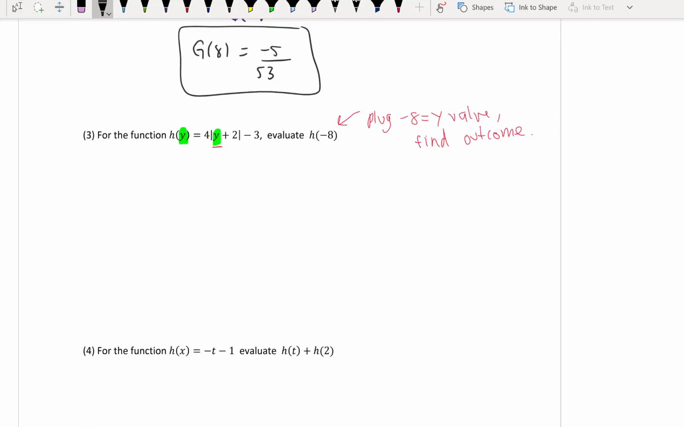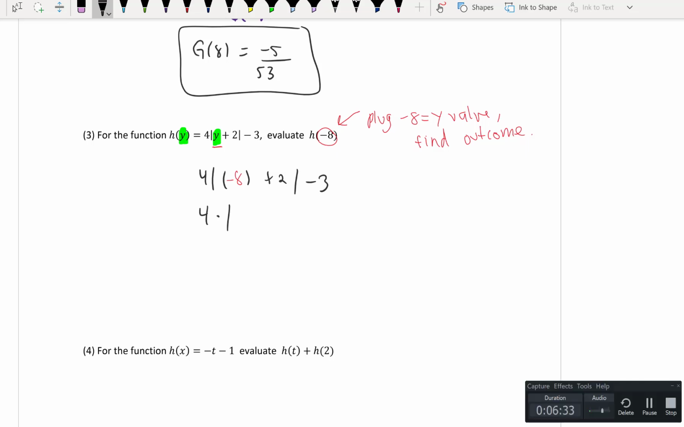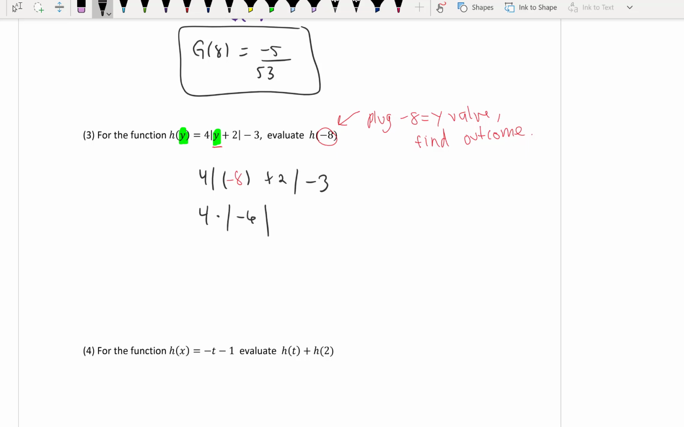So what you're going to do is plug that in. You're going to have 4 times the absolute value of, plug in your y value, plus 2, minus 3. And of course that value, it's telling you, is negative 8. So now you can say, well, this is 4 times the absolute value of negative 8 plus 2, which is going to give you a negative 6, inside the absolute value, and then you subtract 3.